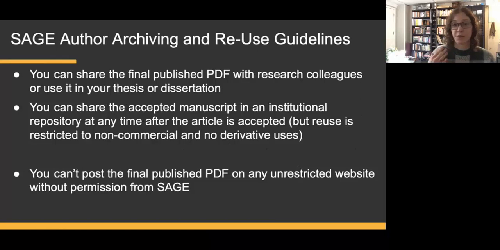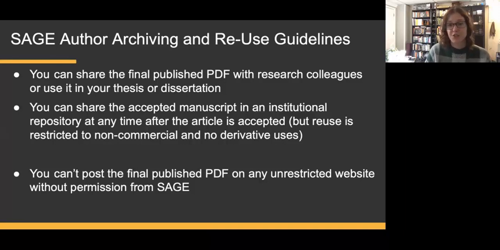Let's say you publish an article based on graduate research, and that publishing happens before you finalize your thesis or dissertation. This is a really important right because you need to be able to fulfill the requirements of your graduate degree and include that information in your thesis or dissertation. Another common right is you can share that second version, that accepted manuscript version, in an institutional repository anytime after the article is accepted, although usually there are some restrictions on this.